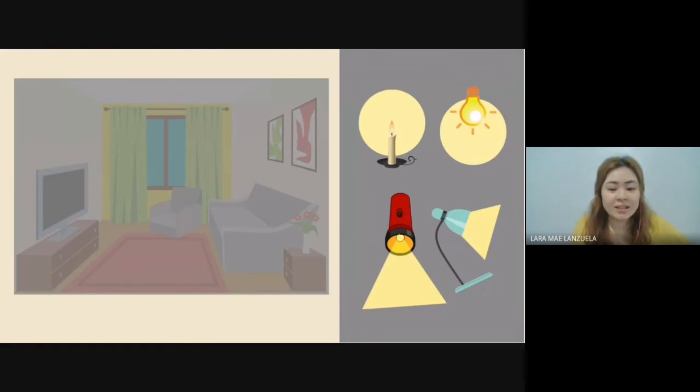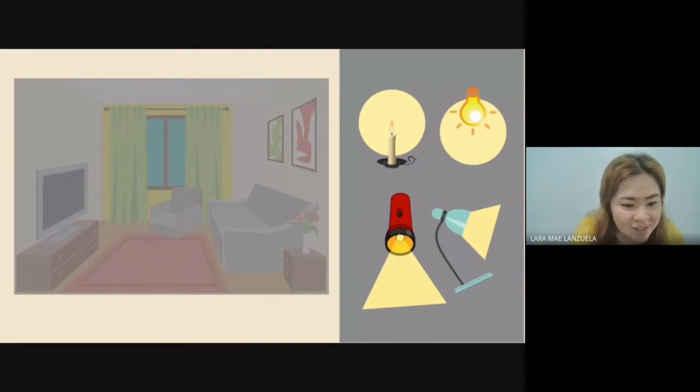So how about this? This will be your first scenario. This living room does not have any electricity. Let's say that there's a brownout or blackout. So from this picture, what do you think can we use to light this place up? You can use the pictures on the right side. Which among these pictures can we use to light the living room? You can write your answers now. I will count to five. One, two, three, four, five. Stop. Raise your boards in three, two, one. Up.